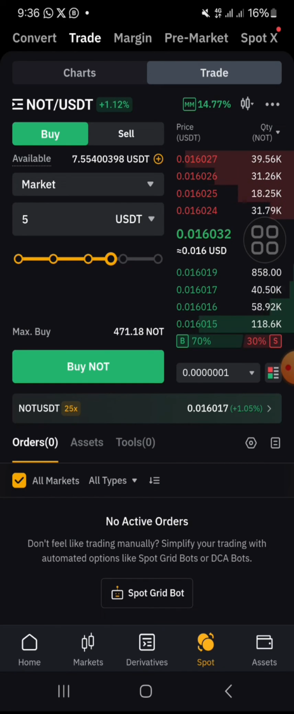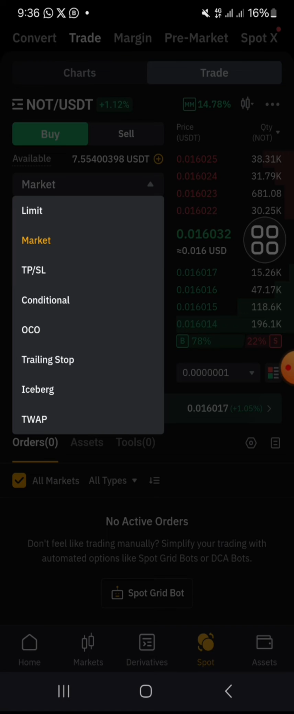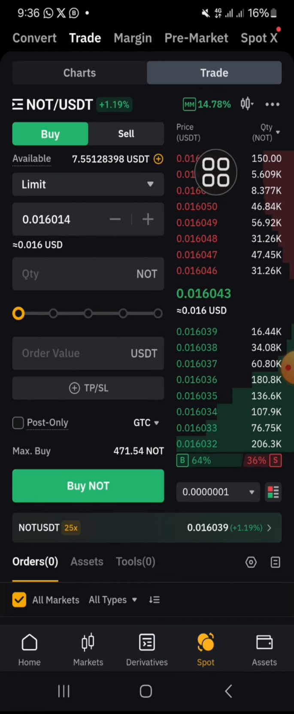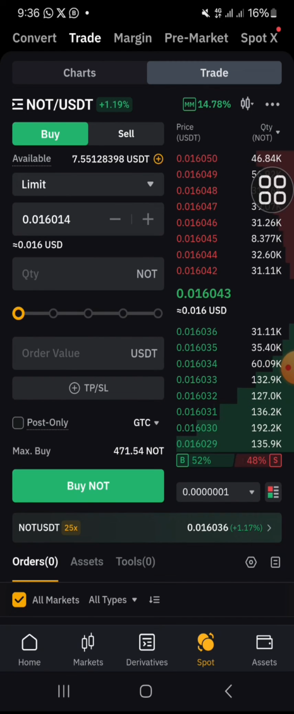You understand? Then if you click on this place, click on the limit. With the limit price, you want to put a specific price that you want to use to buy the Notcoin. You don't want to buy at the current market price. These people, as you are seeing, they put 0.0116. So these people are using limit. You get limit right now.